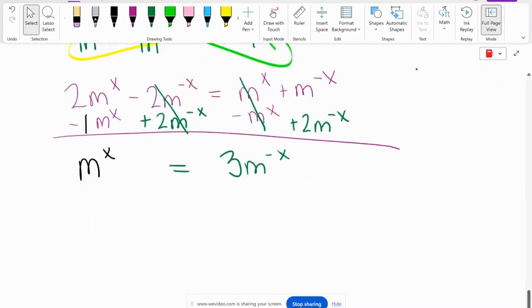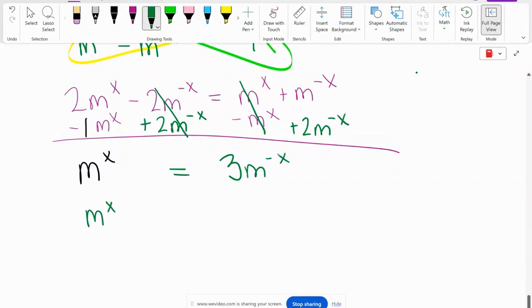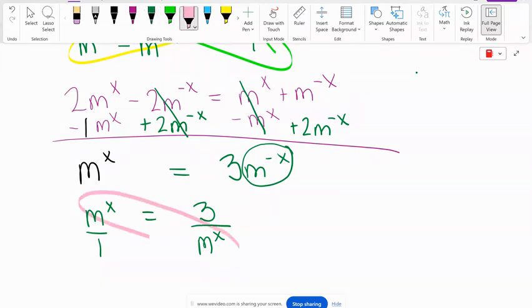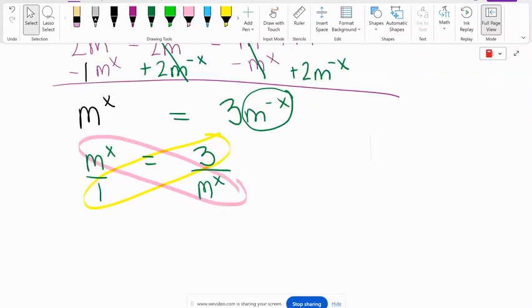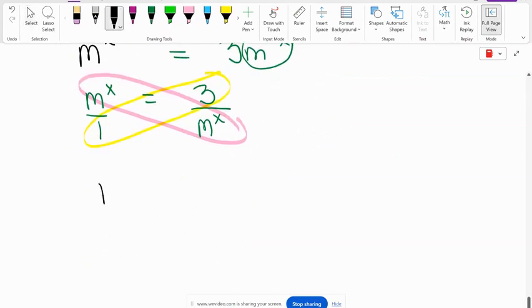Okay, so now what is this? Well, this is m to the x is equal to 3 over, because this is a negative exponent, but that negative exponent is just on the m. I'm only moving the m to the denominator. So m to the x equals 3 over m to the x. Once again, guess what I'm going to do? Cross multiply. So we have m to the x times m to the x is m to the 2x is equal to 3.